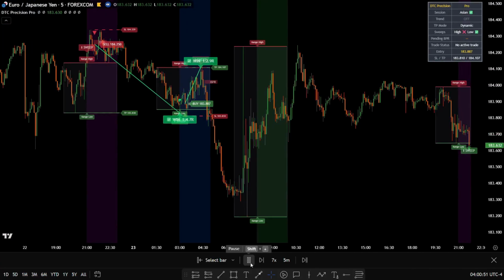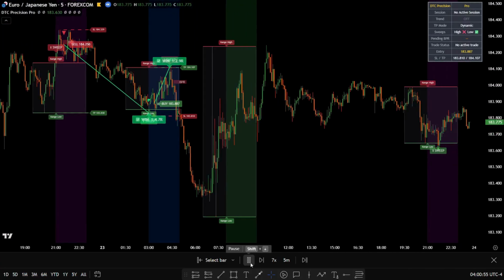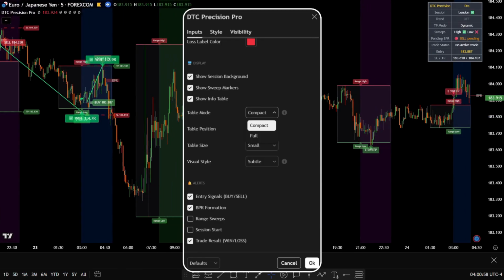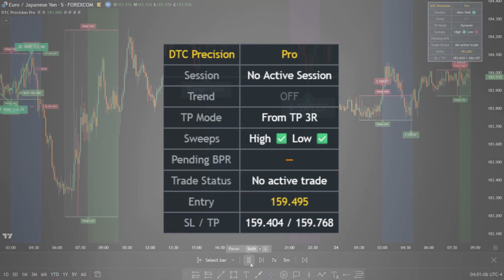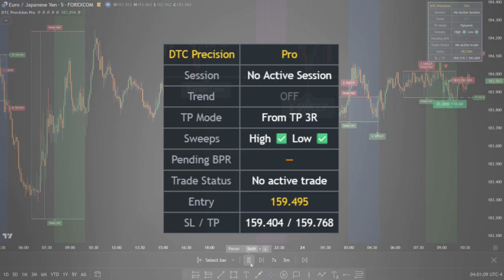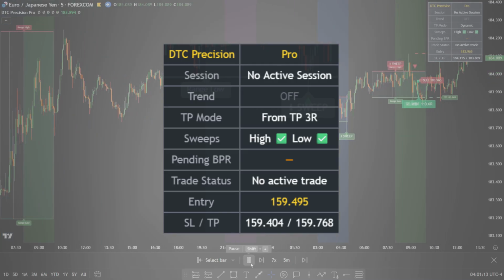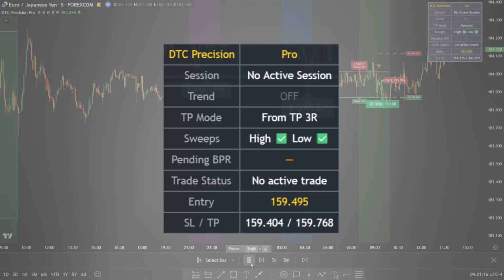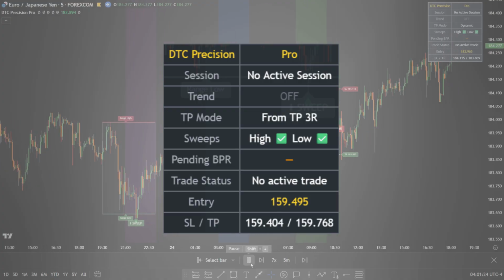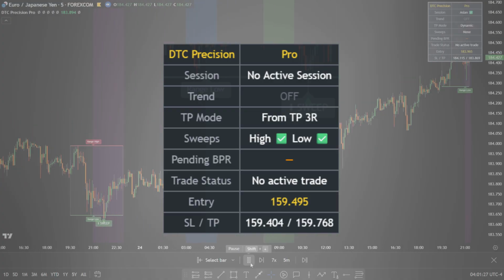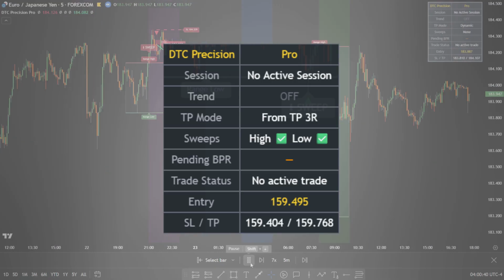The info table shows you everything happening in real time. Compact mode is the default. It shows which session is active, trend direction if the filter is on, TP mode, sweep status, whether the high and low have been swept, pending BPR status, current trade status, and the entry and SL/TP levels. This is what you want during live trading. Clean, no performance numbers visible.